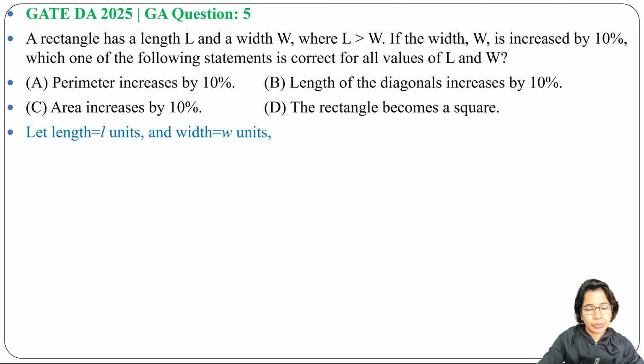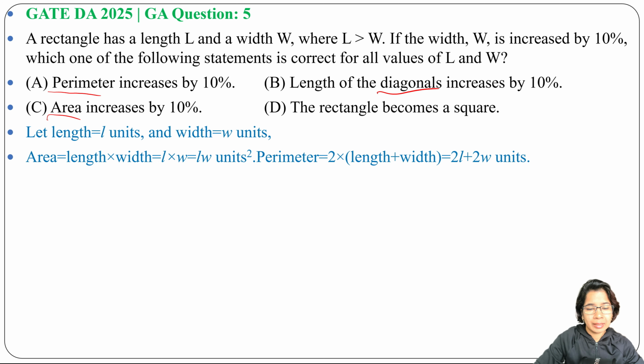Let length equal L unit and width equal W unit. Then what are the formulas for area, perimeter and diagonal? Because all options are asking about perimeter, diagonal and area. So area equals length into width, L into W, LW unit square. Then perimeter equals 2 into length plus breadth, so 2 multiplied L plus 2 multiplied W units. And diagonal equals root over of L square plus W square unit.